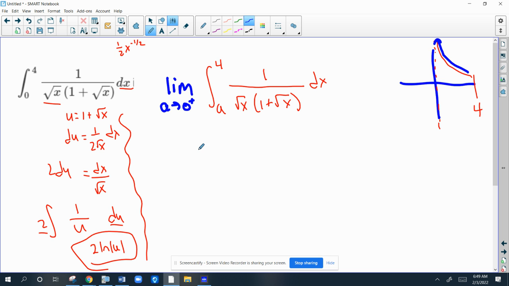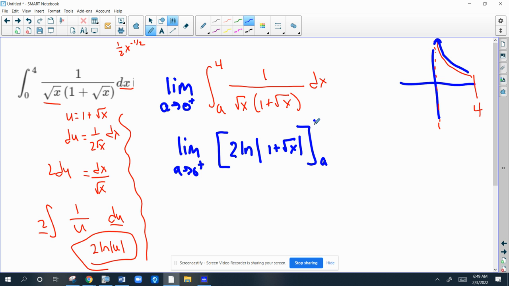So this integral becomes the limit as a goes to 0 from the right of 2 times the natural log of u, but make sure you plug your x back in because our limits are still x. So u was 1 plus root of x, and we're going from a to 4. Normally what I do is I factor out my constants when I evaluate. I also factor out constants from the limits. That's just my preference. You do not need to do that. I feel it just cleans it up a little bit.